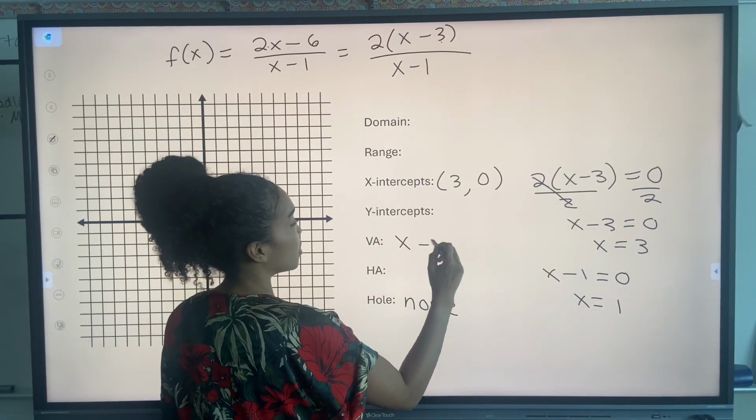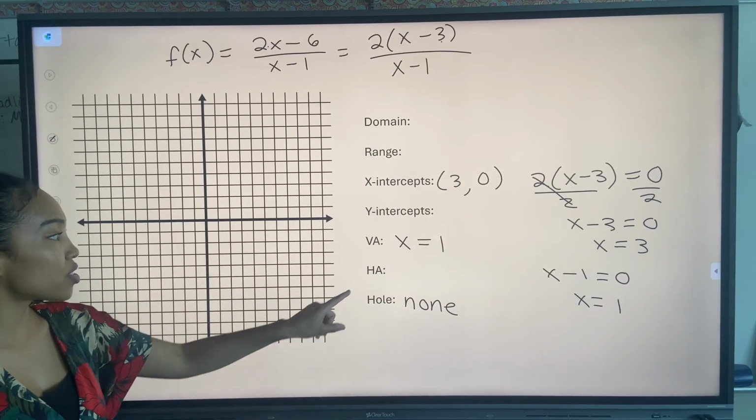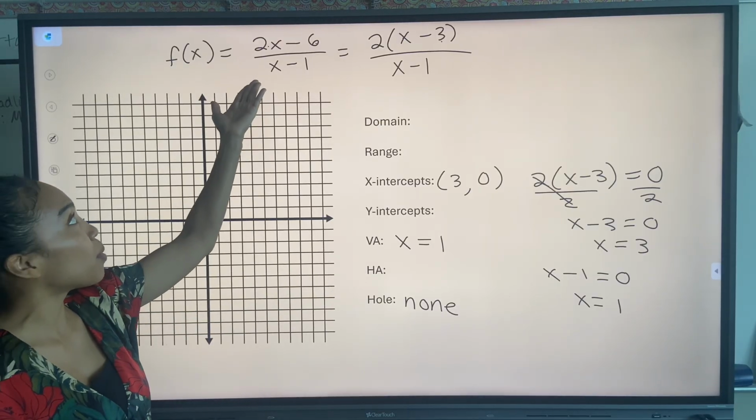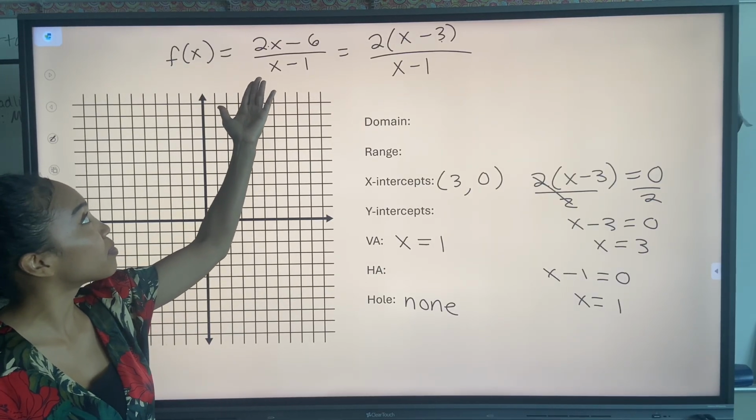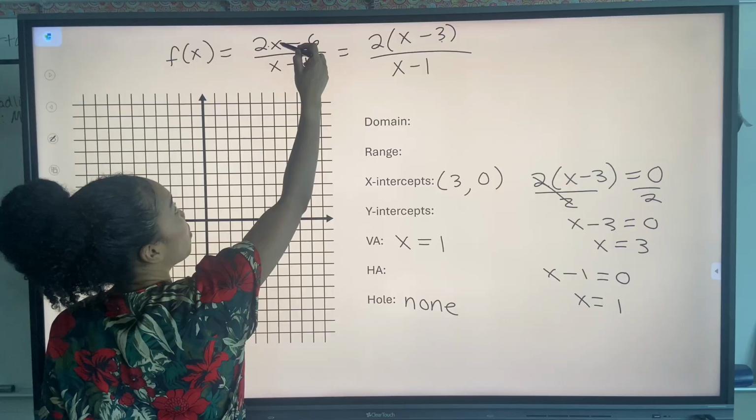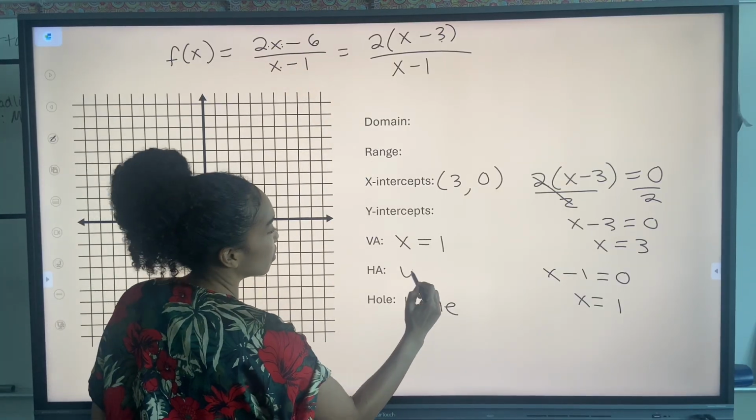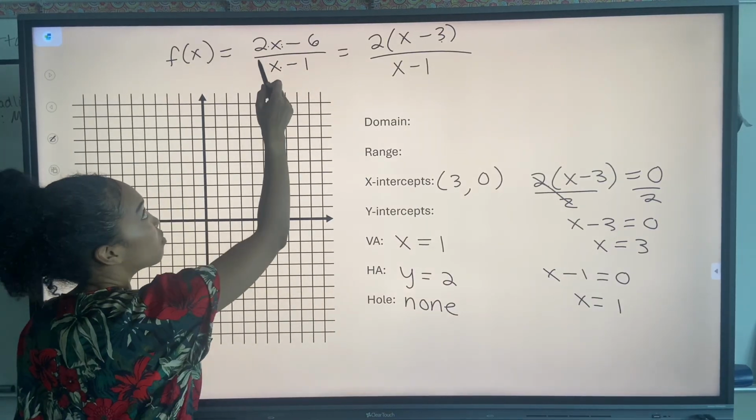X equals 1. Horizontal asymptote, look at the original problem. Big on bottom, top, they're the same. They both just have an x. So it's 2 over 1, which equals 2. Yep, 2 over 1 is just 2.